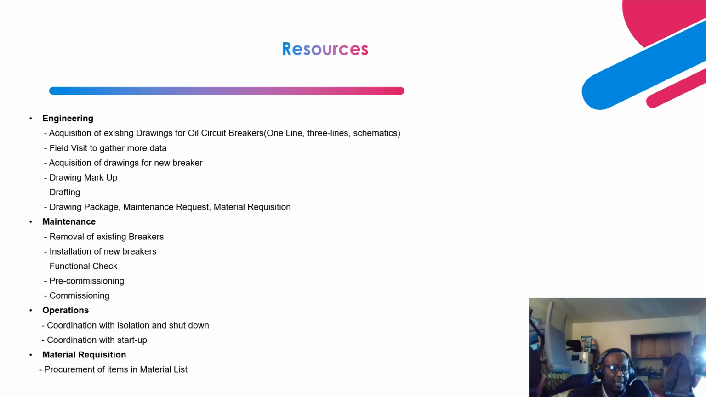Next is your drawing markup. The engineer does the drawing markup and gives it to a drafter to do the drafting. Then there is something they call the drawing package. Your drawing package consists of the one line, straight line, schematics, wiring, elevation drawings, structural drawings, above grade and below grade drawings.